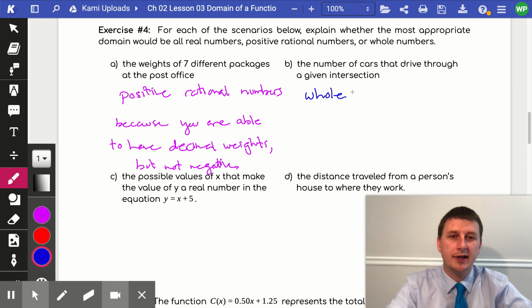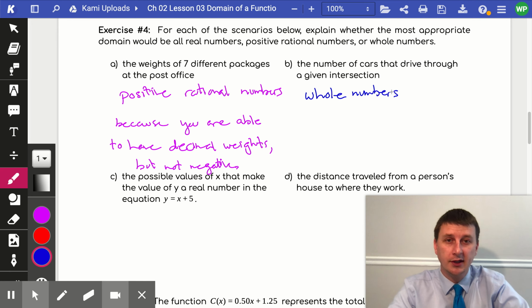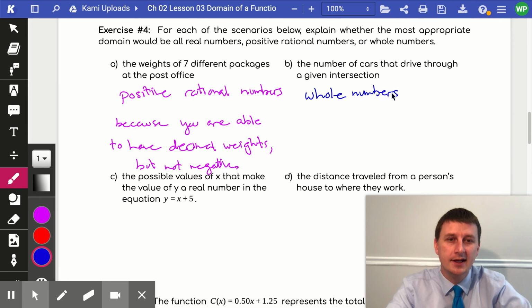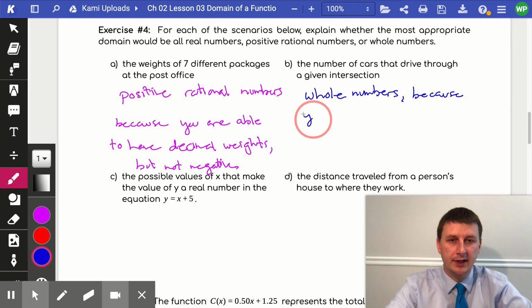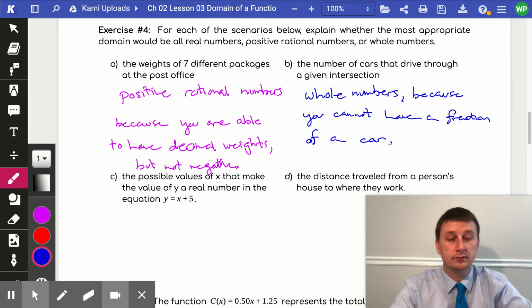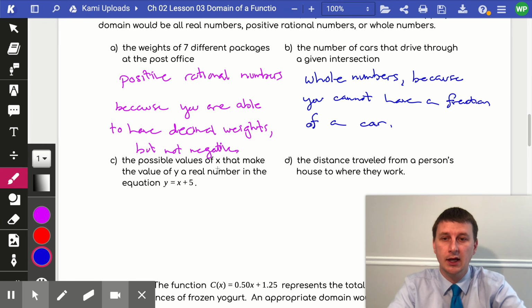Because in this case, when you're counting the number of cars that drive by, it would be silly to say, oh, there's one car. Oh, there's another half a car. Oh, there's 0.674 cars. Nope, that doesn't make any sense. So we're going to measure cars in whole numbers because you cannot have a fraction of a car that's driving through an intersection.